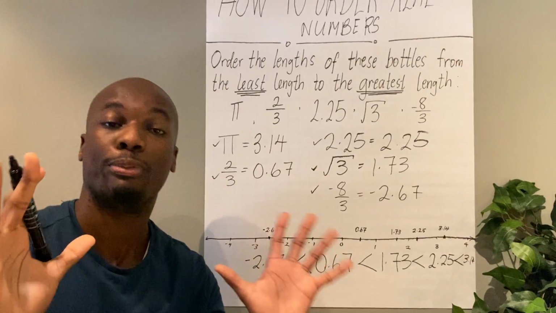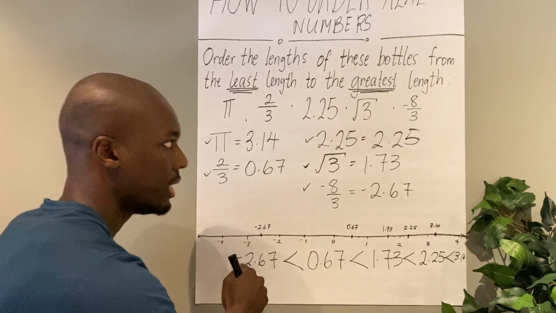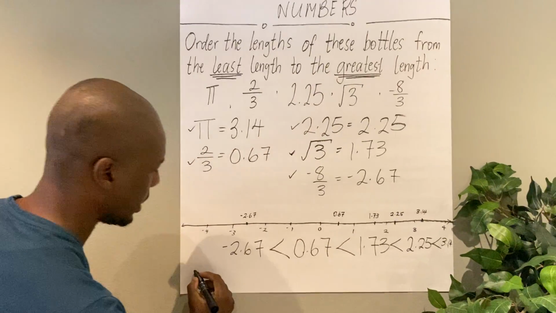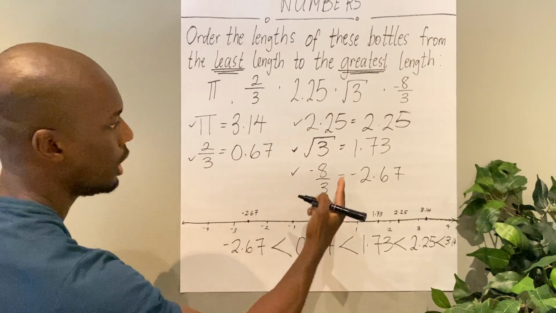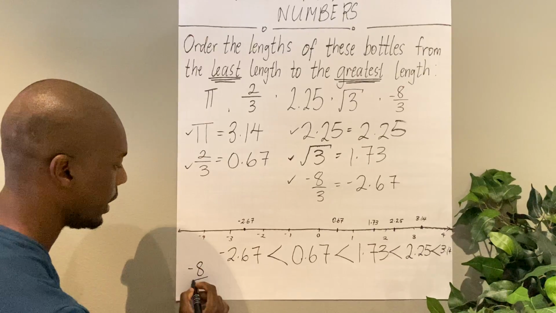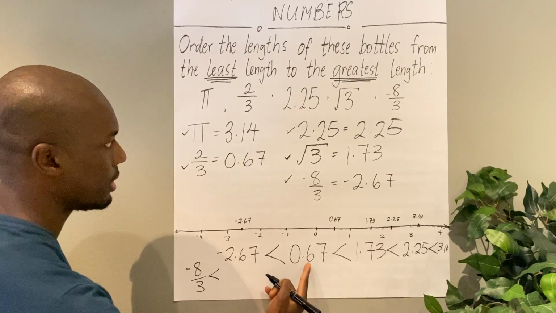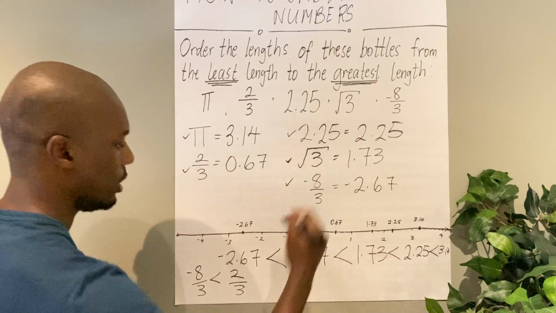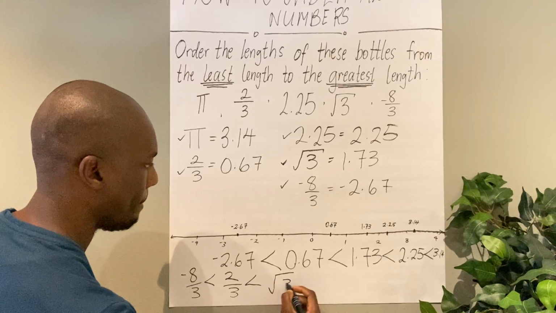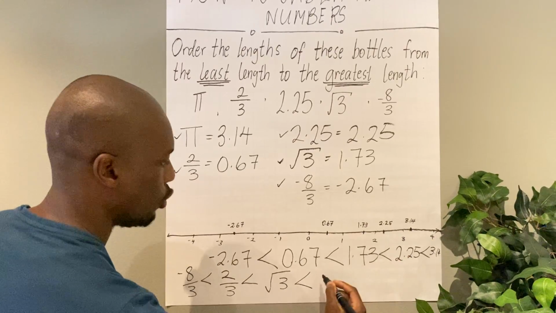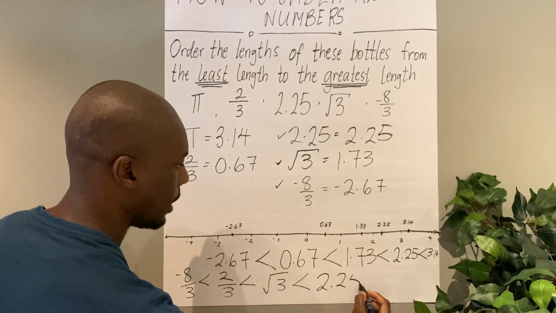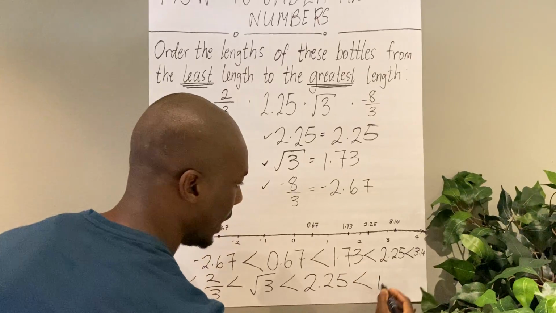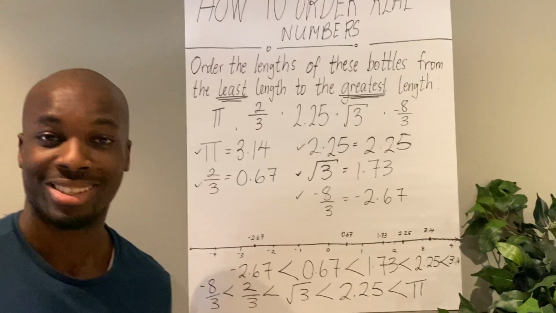All right, so to finalize this, I'm just going to rewrite this into the way that the question posed, right? So this becomes negative 2.67, which is this, negative 8/3. This is 2/3. That is square root of 3. That is 2.25. And my last number, which is my favorite number, is pi. So there you have it, guys. Thank you for watching.